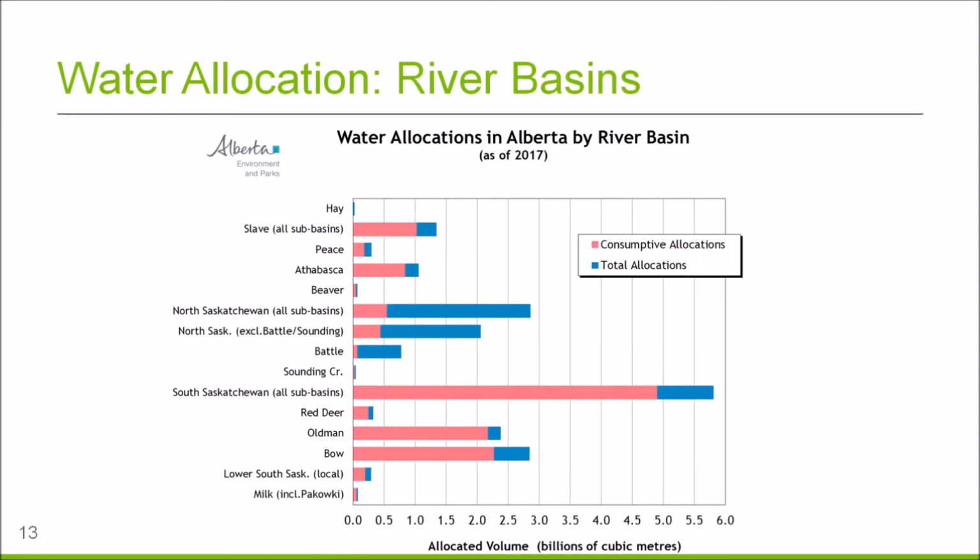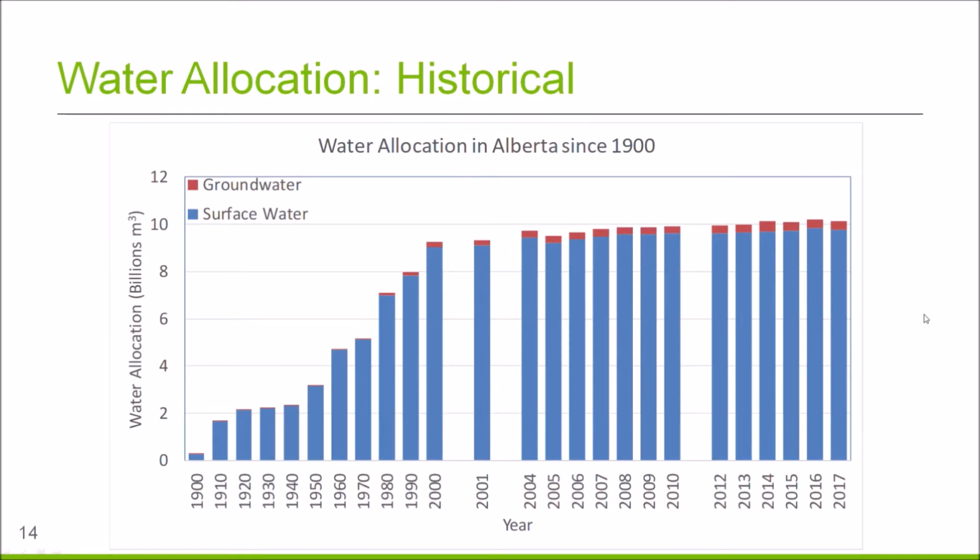In this slide, we are showing the total allocation in Alberta by river basin. As you can see, the South Saskatchewan River Basin has a lot of water allocation compared to northern rivers like Hay. Now, in this plot, I'm showing the total water allocation from 1900. It's just a way to show how water allocation is increasing over time.